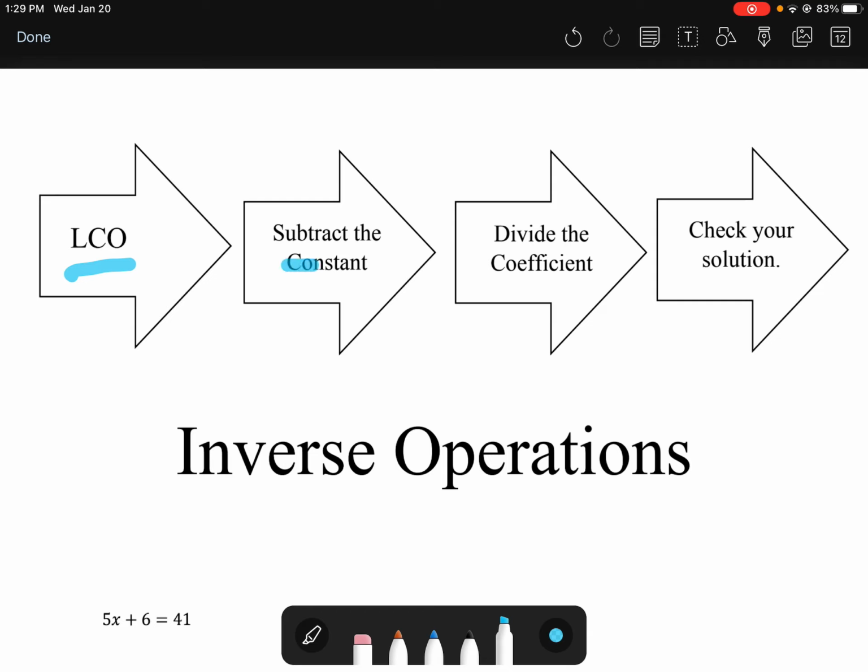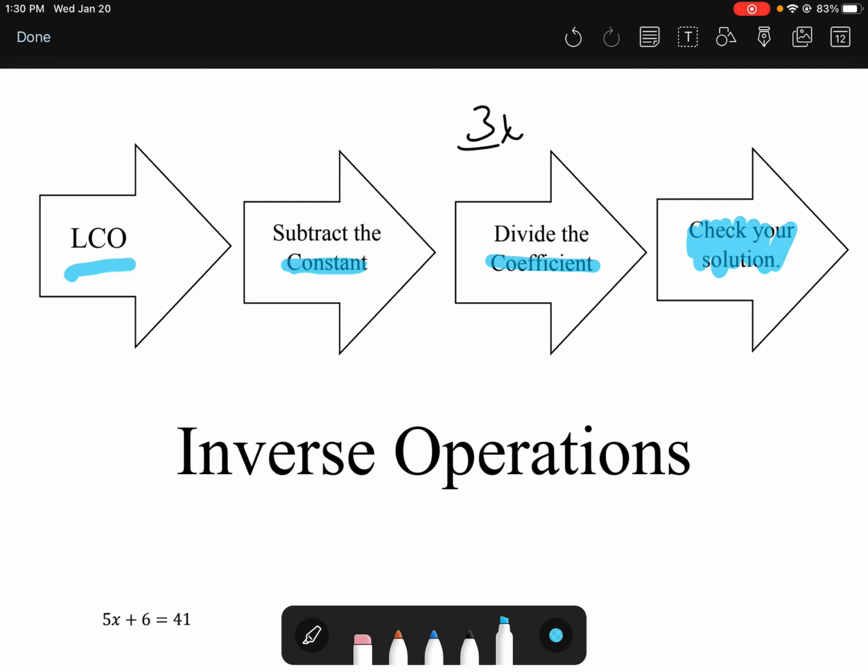Subtract the constant. Again, remember, constant is the number without a variable with it, so the one that's all by itself. Divide the coefficient. Again, the word coefficient is the number in front of your variable. So if you have 3x, 3 is the coefficient because it's the number in front of x. And then finally, you're checking your solution. You're replacing the variable with your solution.